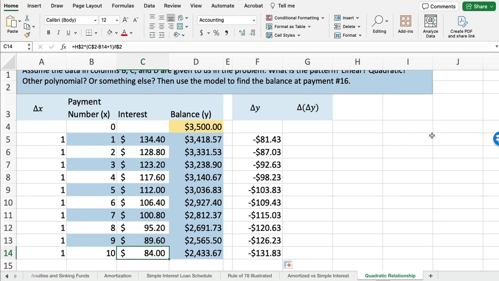So actually, if you wanted to know what your monthly payment is, the first thing we would need to do is make that delta y number there positive, so $81.43. So basically, I would get a calculator out.